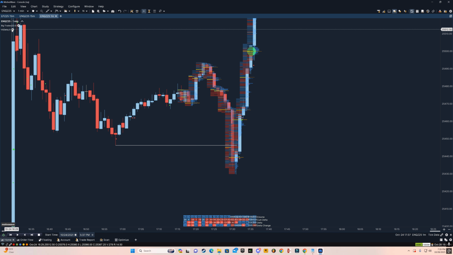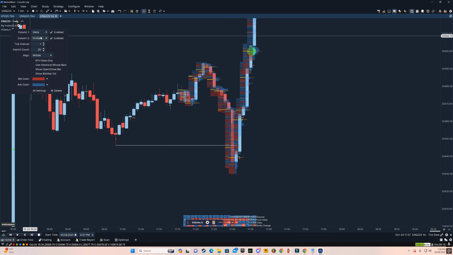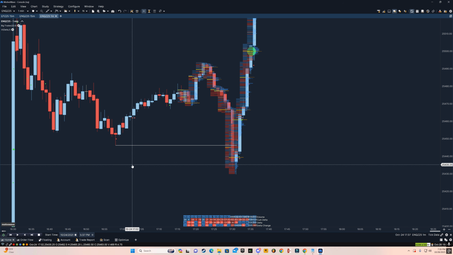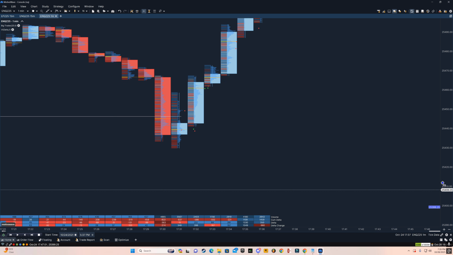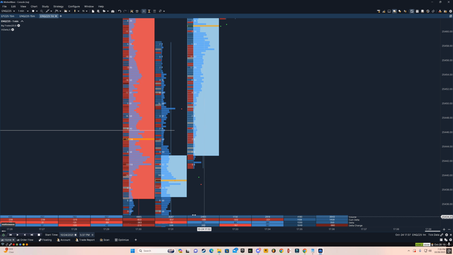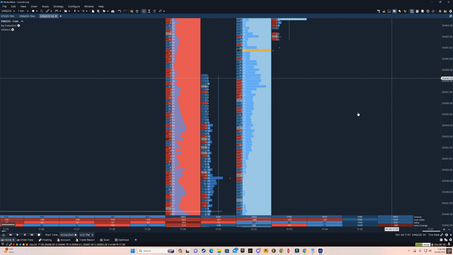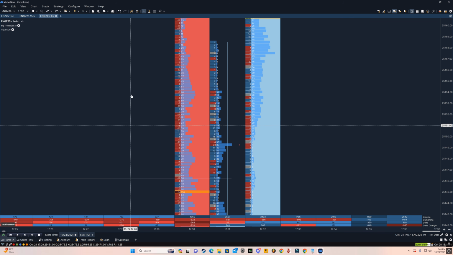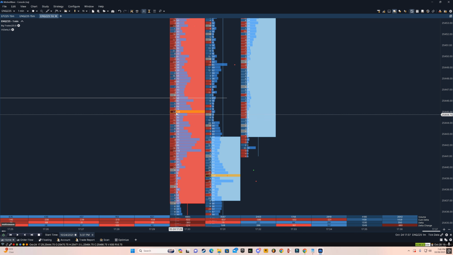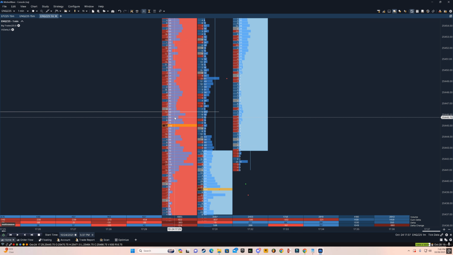Now go into the settings here and go to column 1 and choose delta. I'm going to explain what delta is, and the second column should be profile. I'm also going to explain what profile is. Let's zoom in a bit here, and let me explain what exactly is going on. Within this candle, you might be asking, what the hell is this? Each line is a transaction within this candle. Every single transaction is annotated here by these lines.